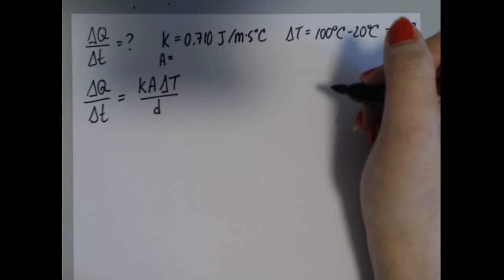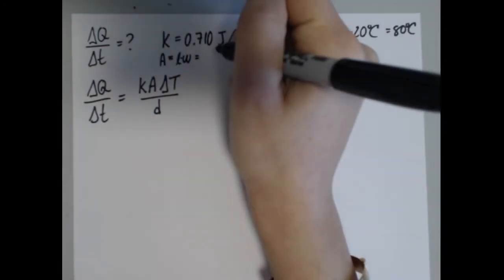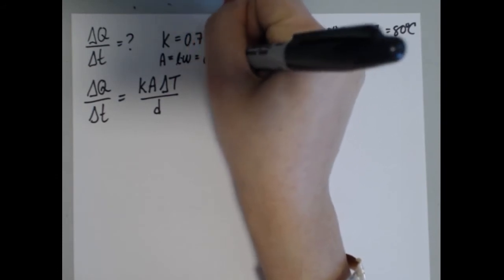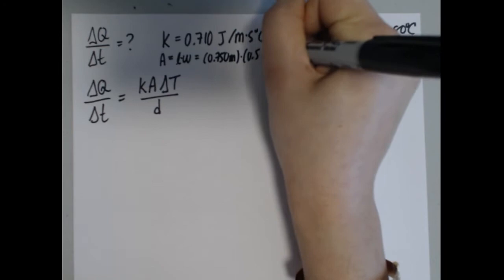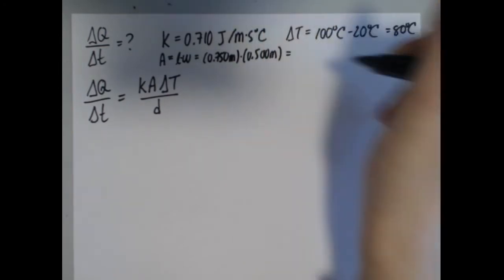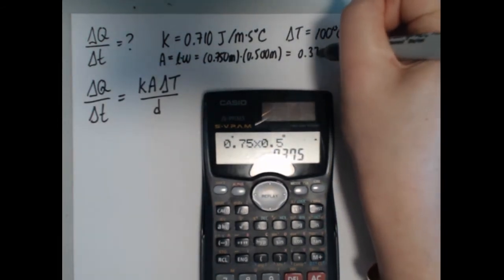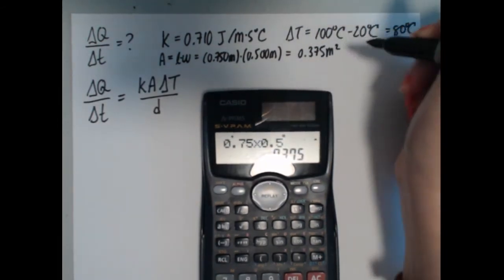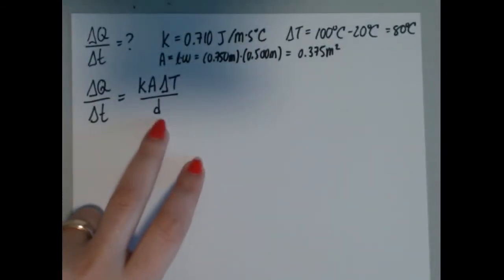In this case, you would see a rectangle. So the area of that rectangle is going to be length times width. Here we have 0.750 meters times 0.500 meters. Let's see what that's equal to. 0.75 times 0.5 is 0.375 meters squared.